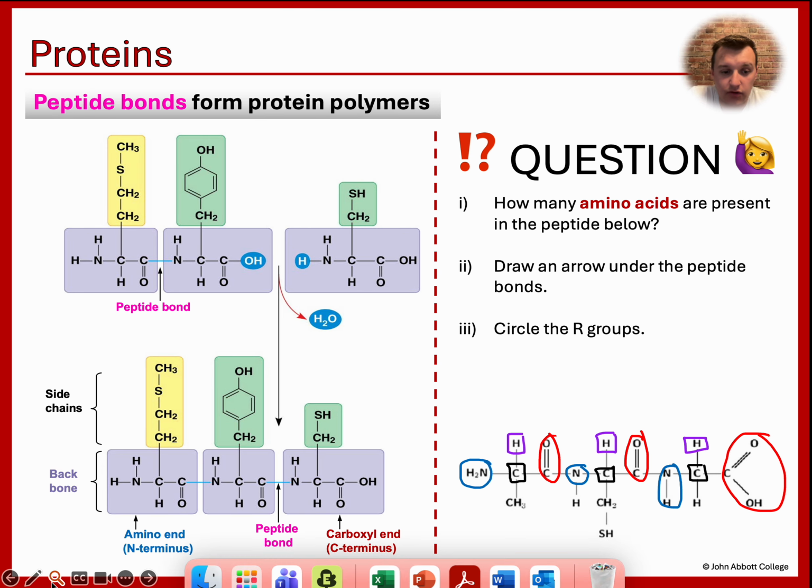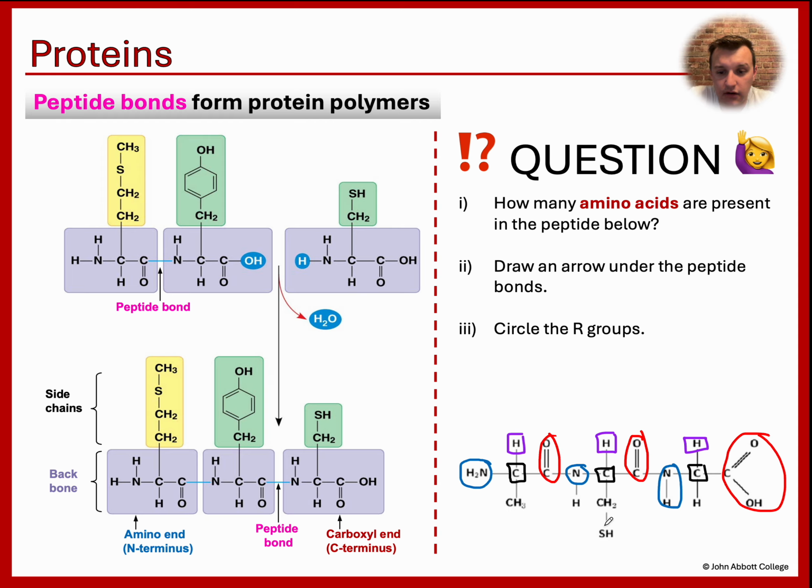And now I will circle the R groups. Here's my R group. Here's my R group. And here's my R group, right? So how many amino acids do we have? Well, you could just count the number of central carbons. 1, 2, 3, right? So the answer here would be 3.